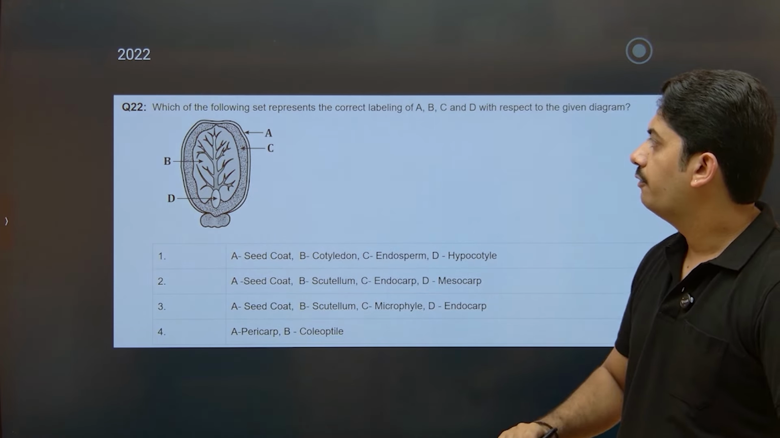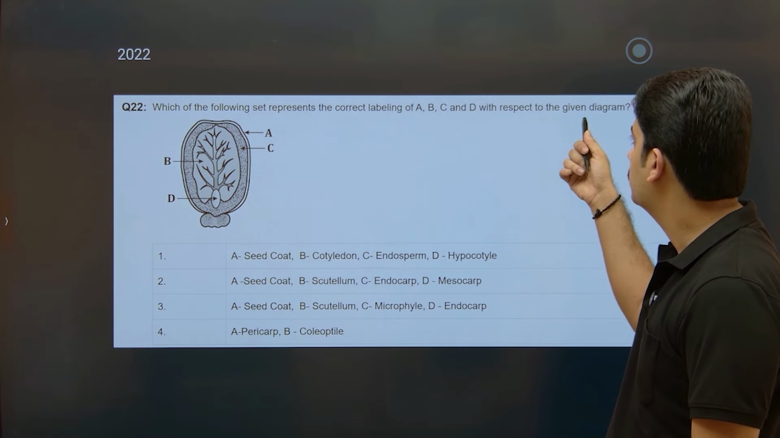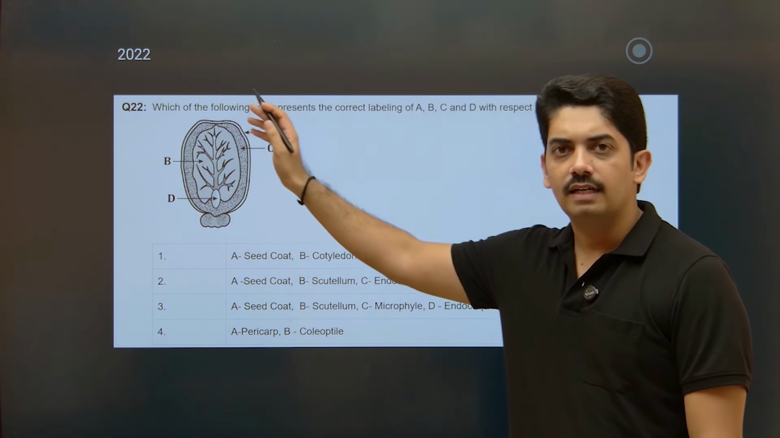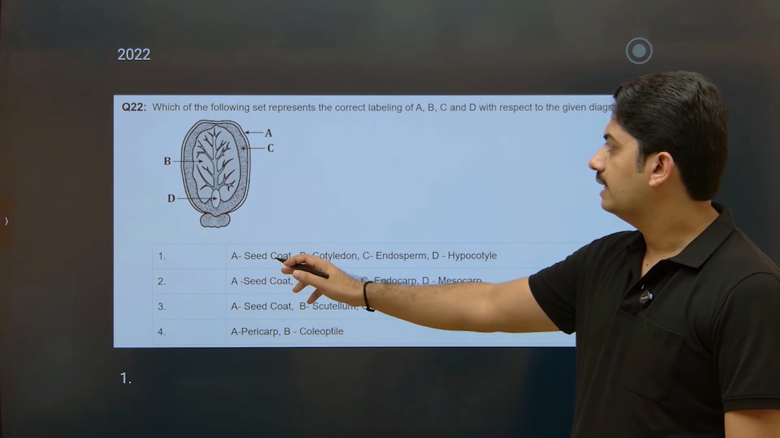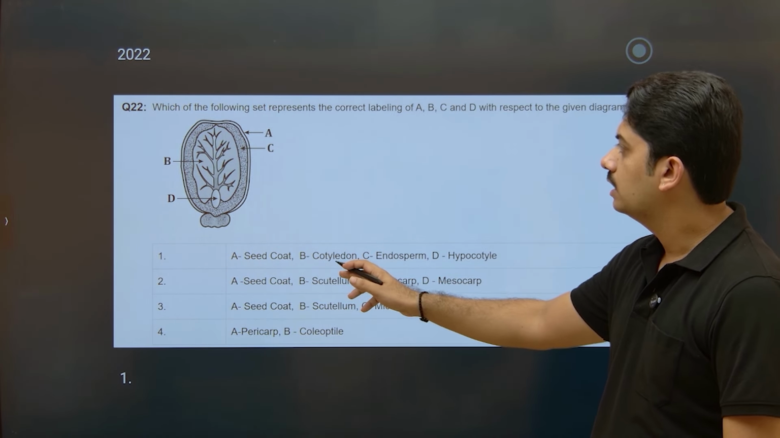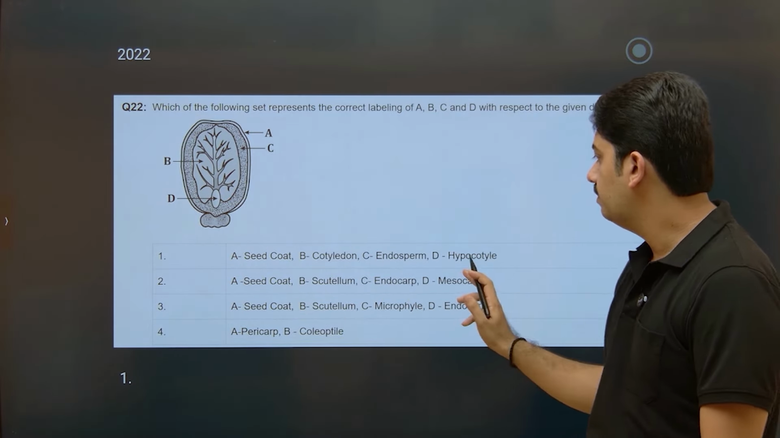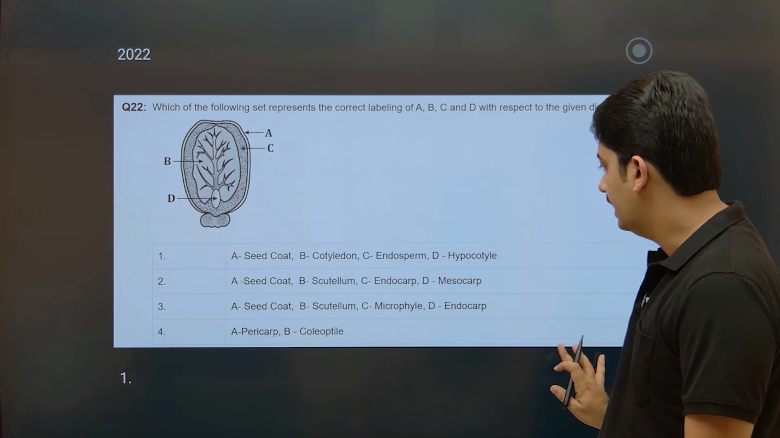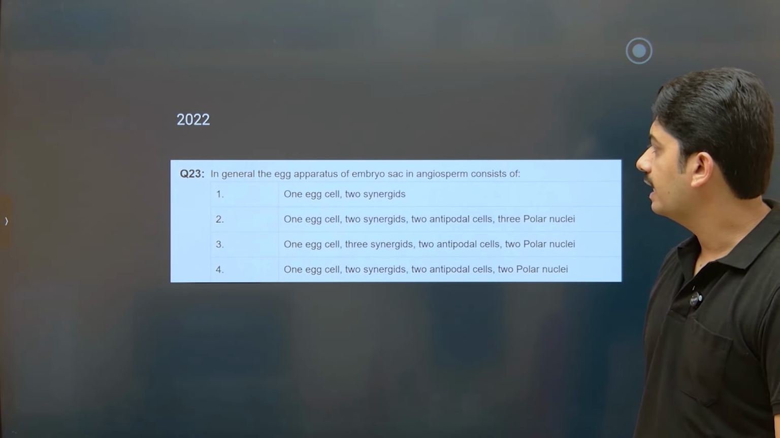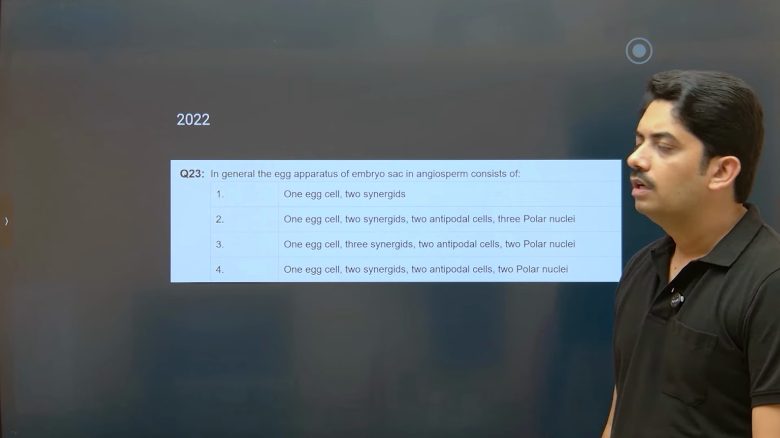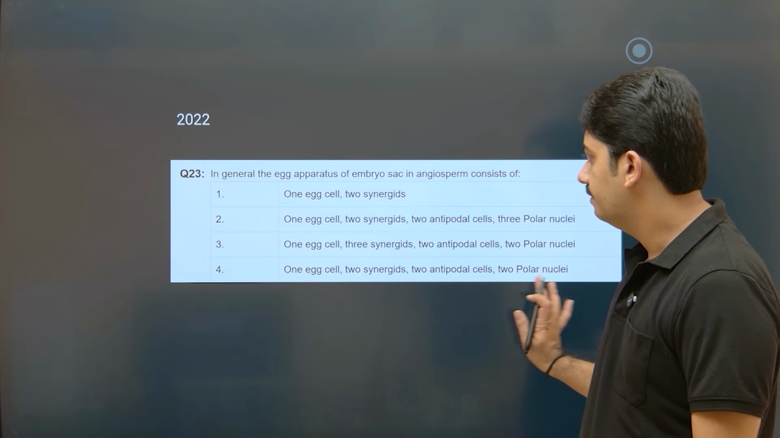Now, which of the following sets represents the correct labeling of A, B, C, D with respect to the given diagram? So again a diagram based question. Here the answer is A represents seed coat, B represents cotyledon, C represents the endosperm, D represents the hypocotyl. In general, the egg apparatus of the embryo sac in angiosperms consists of 2 synergids and 1 egg cell.